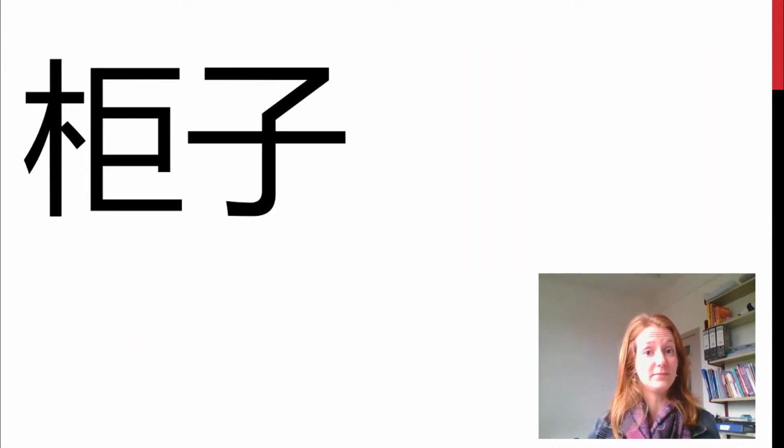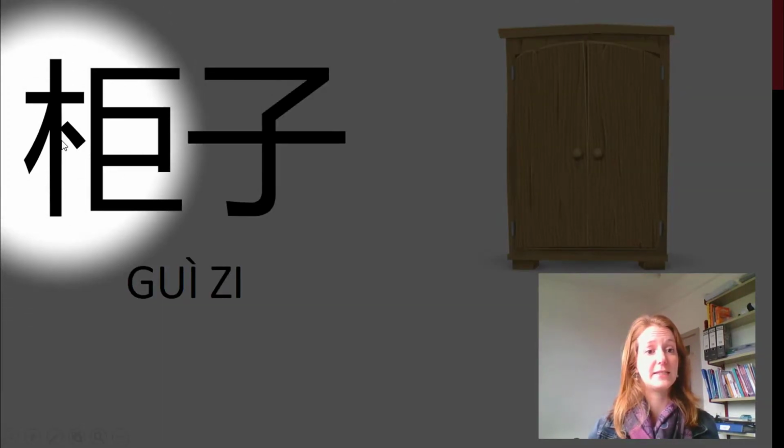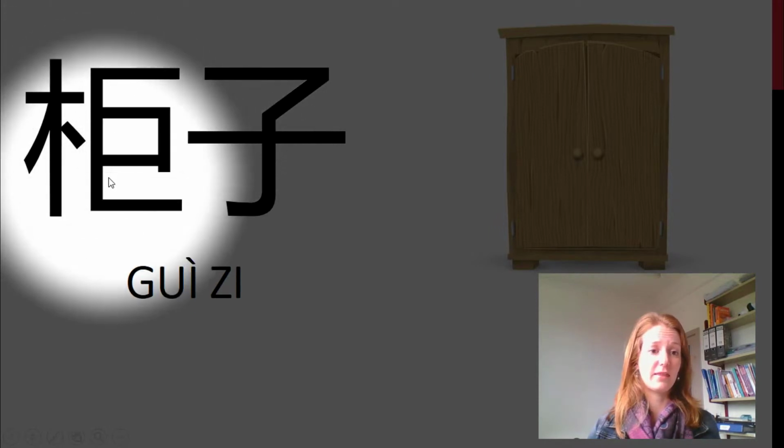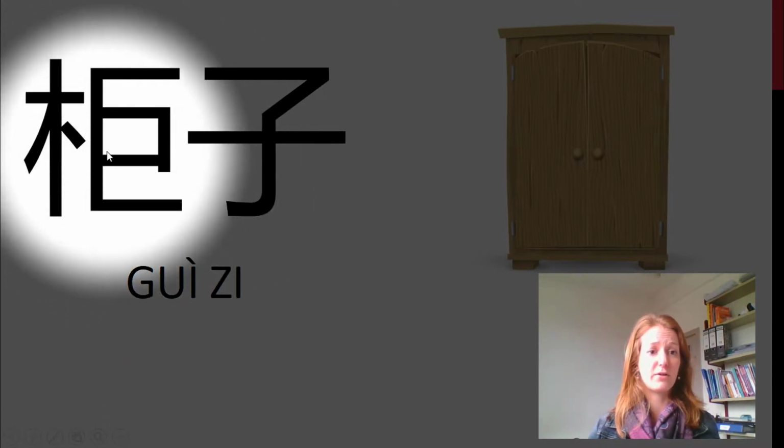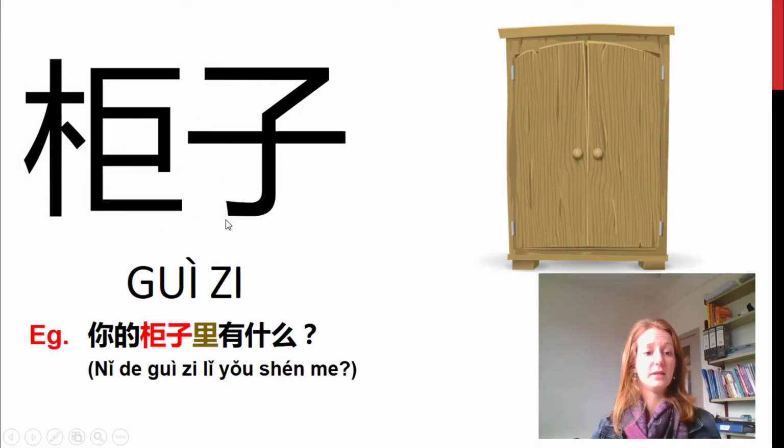这是什么?这是柜子. 柜子. A cupboard. As you can see, we've got another wood radical over on the left-hand side, and I think of this one as, like this is the cupboard, and you've got different shelves and things that you can put inside the cupboard. 柜子. 你的柜子里有什么? What do you have in your cupboard?